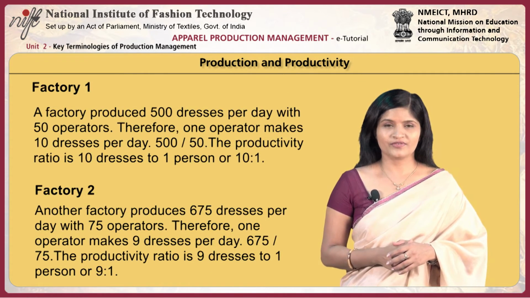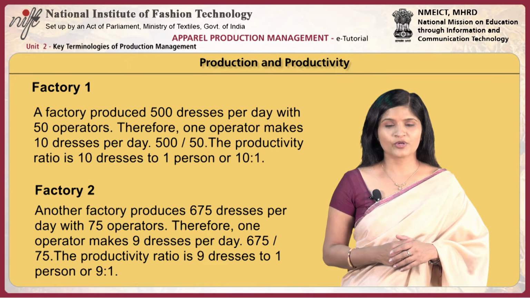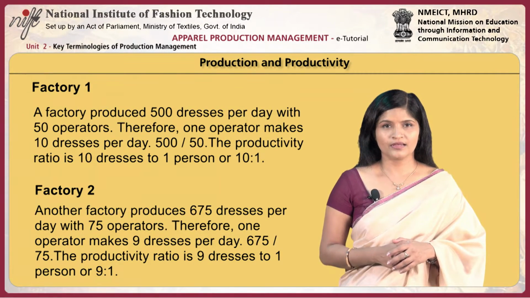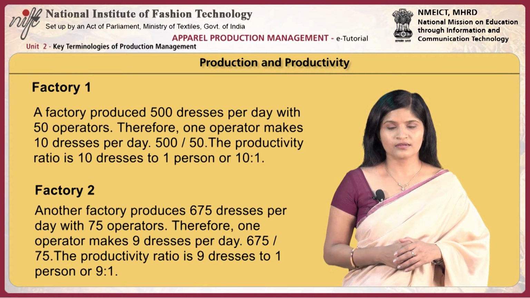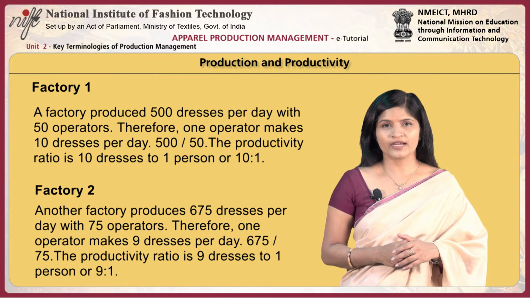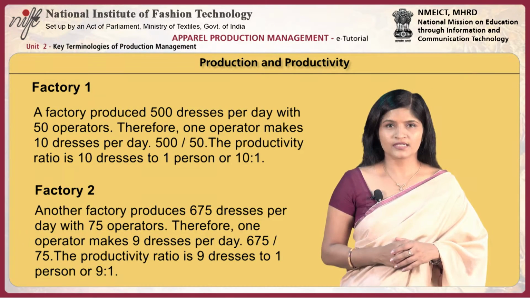Production and productivity. A company may have higher productivity and lower production or vice versa. The same is shown in this example. Factory 1 produces 500 dresses per day with 50 operators. Therefore, one operator makes 10 dresses per day. The productivity ratio is 10 dresses to one person, or 10:1. It is calculated by dividing 500 by 50.